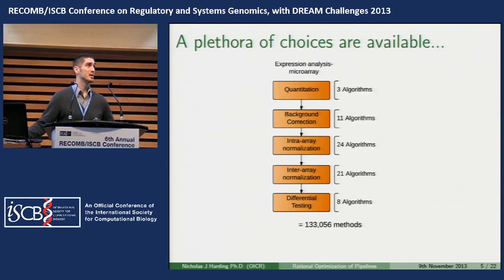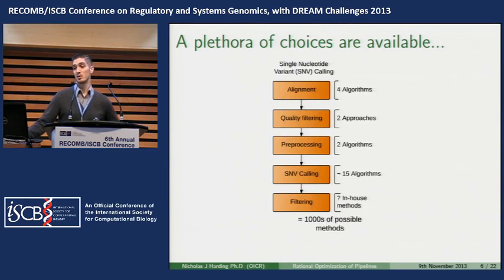Okay, this problem isn't limited to microarray analysis. If we look at single nucleotide variant calling, we see again in the choice of alignment algorithm, we have several choices. When we choose the quality thresholds, we can vary our threshold according to our needs. At the pre-processing step, again, we have choices. There's a huge variety of SNV calling algorithms available. So when we perform this analysis again, we have a huge variety of choice.